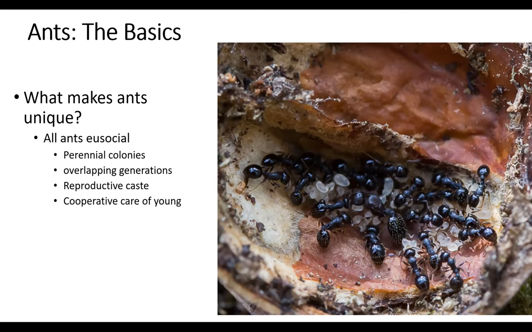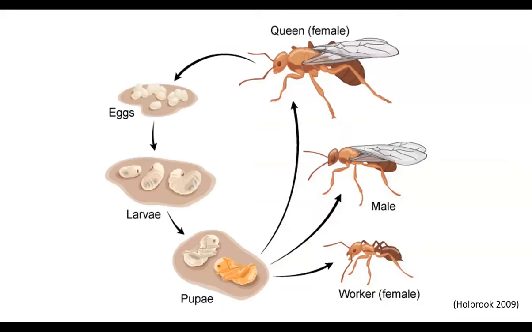So in this photo, we have the queen here with the workers and the larvae in an acorn. This is one of our acorn ants. And just a diagram of ant reproduction. The queen and males are the reproductive castes. The worker is a sterile female that cannot reproduce. There are some exceptions to that, but for the majority of species, the workers are sterile females. Once an egg is fertilized, it will go through these stages and then become a queen or a worker. If the egg is not fertilized, that's how we get males.